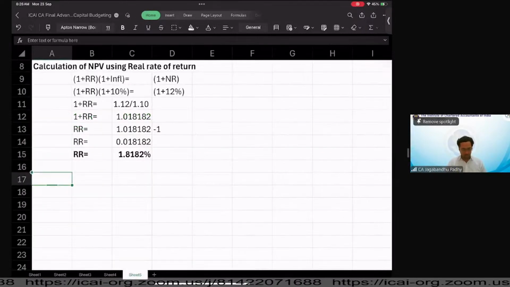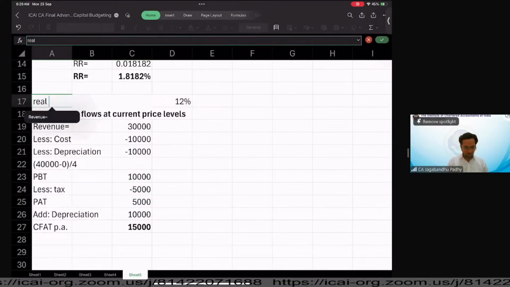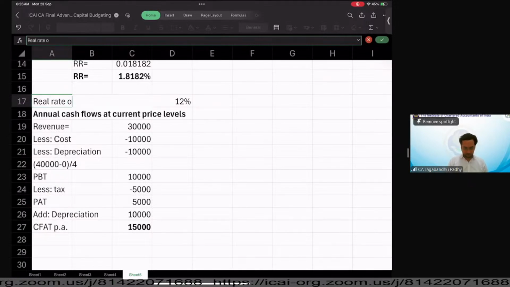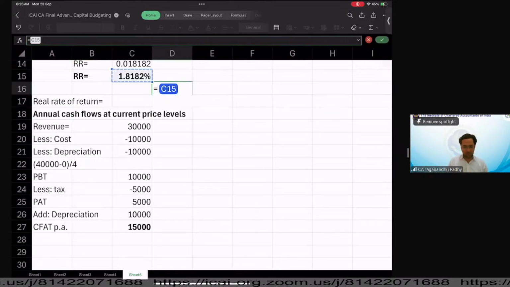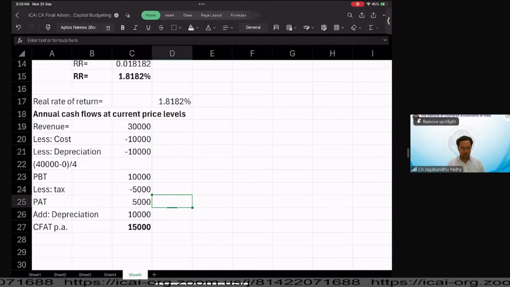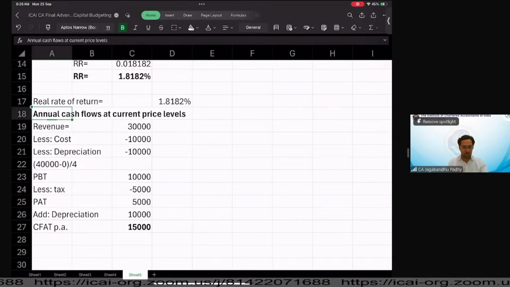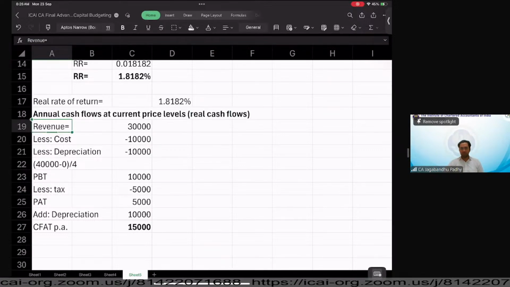We just take it down again over here. So we know the nominal rate is 12%, but that's not relevant for us because we are not going to take it. The real rate of return is what we have computed, 1.8182%, right? Now, these are our real cash flows. So annual cash flows at current price levels means nothing but these are your real cash flows, right? The annual cash flows at current level is nothing but your real cash flows.